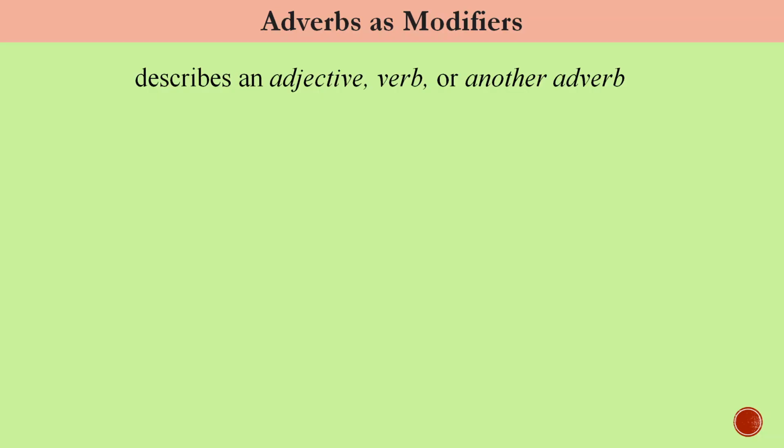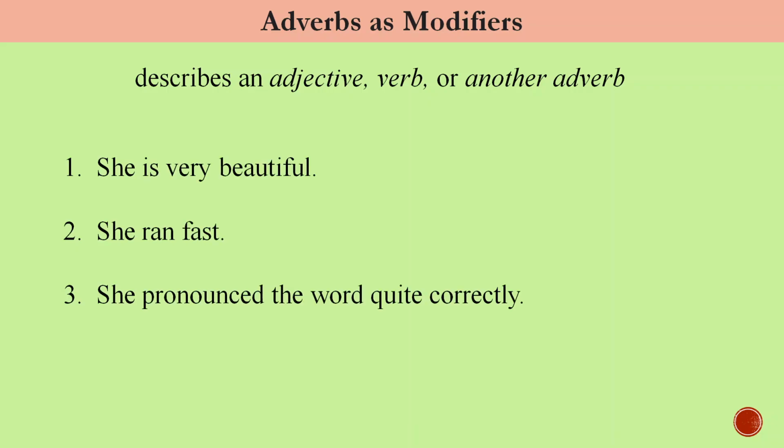So, adverbs as modifiers, they mostly describe an adjective, a verb, or another adverb. Let's see these three sentences here. Number one, she is very beautiful. Here, the word very is an adverb which modifies beautiful, which is an adjective. Number two, she ran fast.